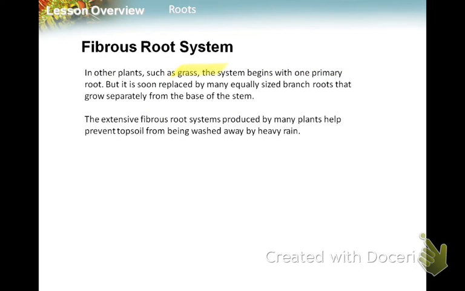Grasses have fibrous root systems. There's one primary root, but it has many equally sized branch roots that grow separately. And they, like I said, branch out and kind of hover along the surface of the ground. These fibrous root systems are helpful with preventing erosion.